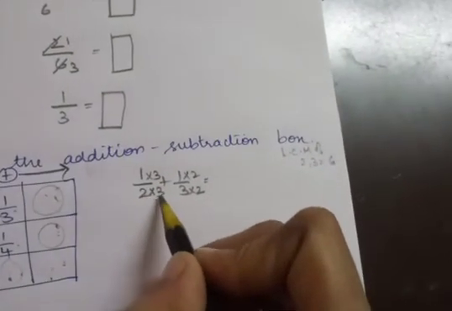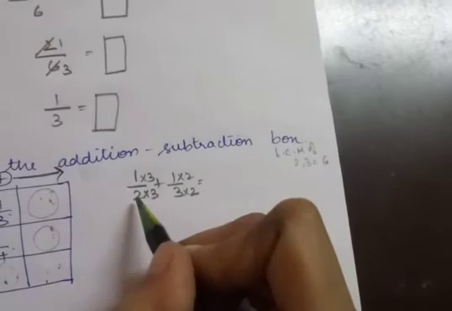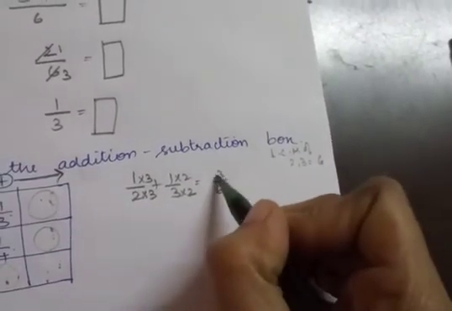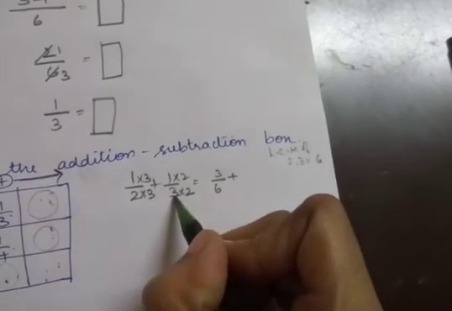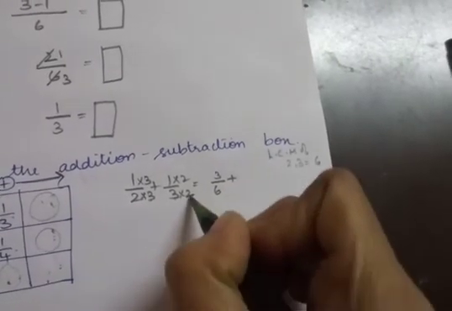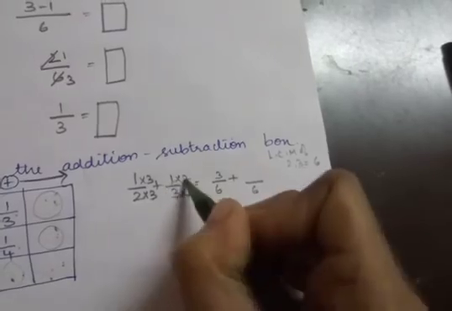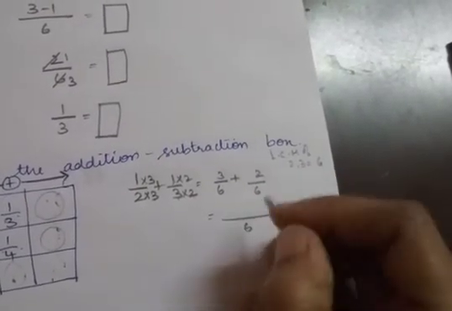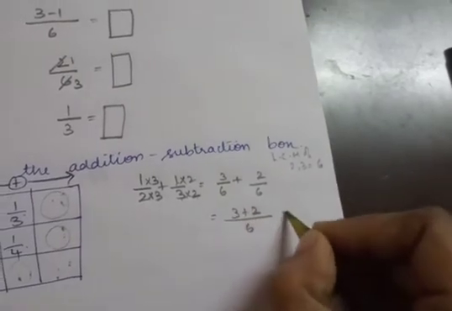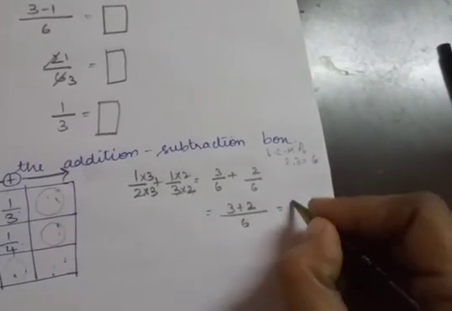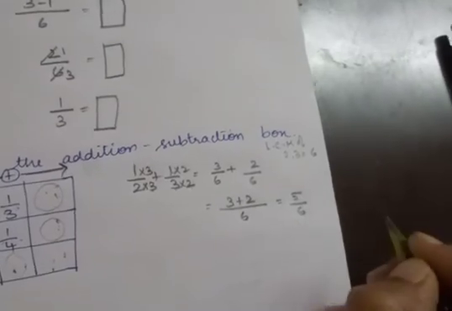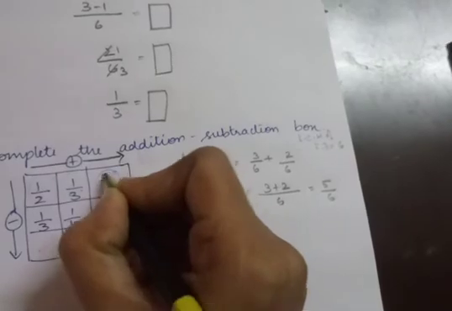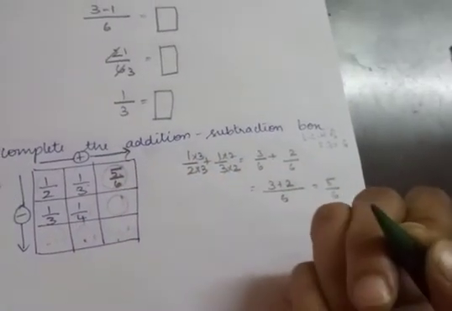1 by 2, I want to convert it into denominator 6. So, 2 3s are 6. 1 3s are 3, plus. I want to convert this to denominator 6. So, 3 2s are 6. 1 2s are 2. So, now both are the same. 6, 3 plus 2. Yes, 3 plus 2 is what? 5 divided by 6. So, what is the answer if I add 1 by 2 and 1 by 3? I am getting 5 by 6.